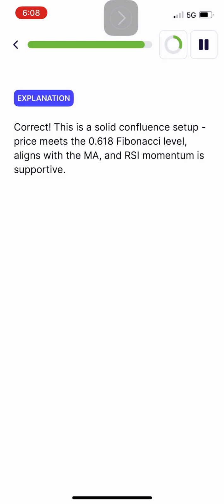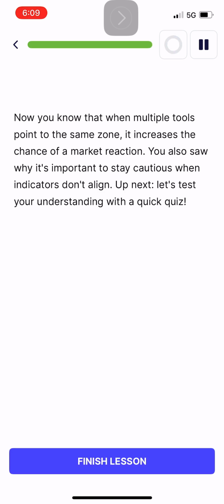Price meets the 0.618 Fibonacci level, aligns with the MA, and RSI momentum is supportive. Now you know that when multiple tools point to the same zone, it increases the chance of a market reaction. You also saw why it's important to stay cautious when indicators don't align. Up next, let's test your understanding with a quick quiz.